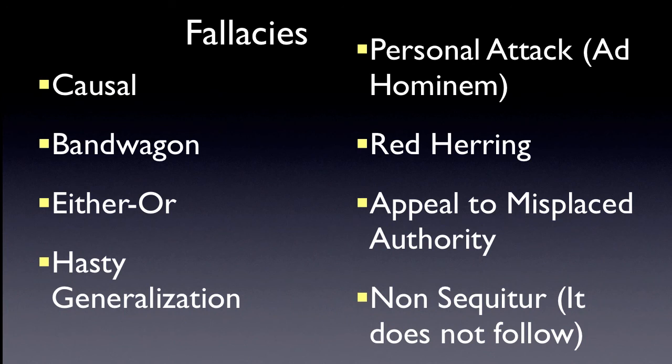A personal attack or ad hominem fallacy is attacking irrelevant personal characteristics of someone connected with an idea, rather than addressing the idea itself. A red herring fallacy is irrelevant facts or information used to distract someone from the issue under discussion. An appeal to misplaced authority fallacy is using someone without the appropriate credentials or expertise to endorse an idea or product. A non sequitur argument is Latin for it does not follow. It's presenting an idea or conclusion that does not logically follow from the previous idea or conclusion.